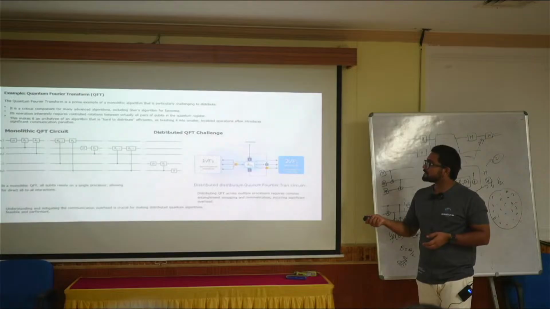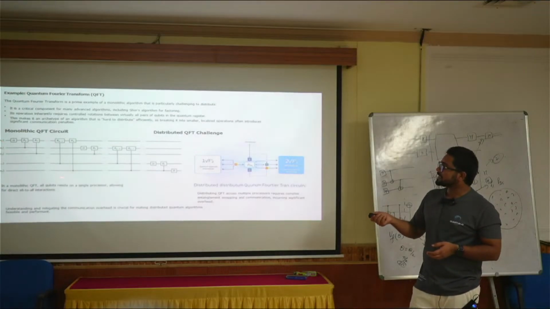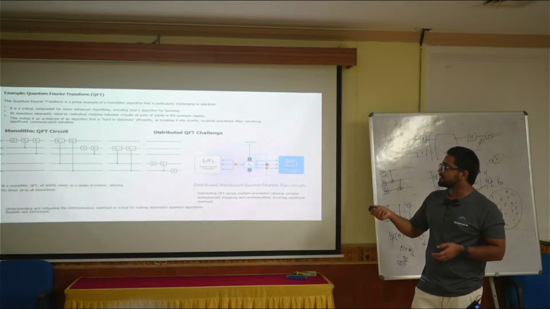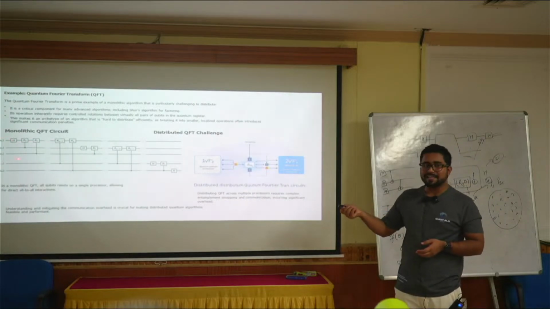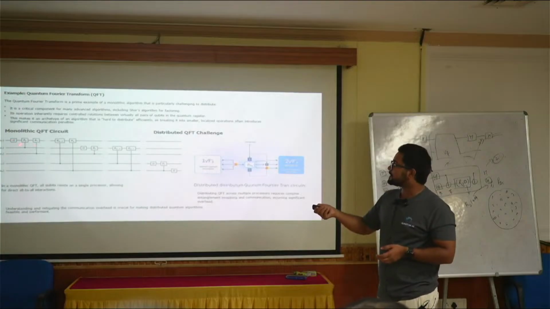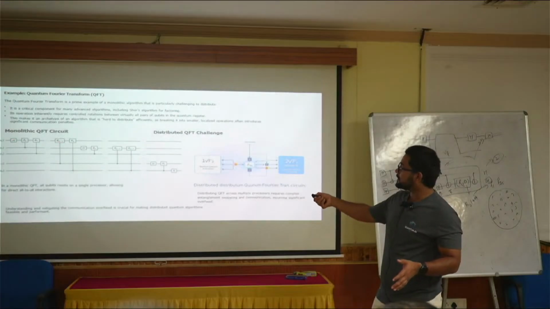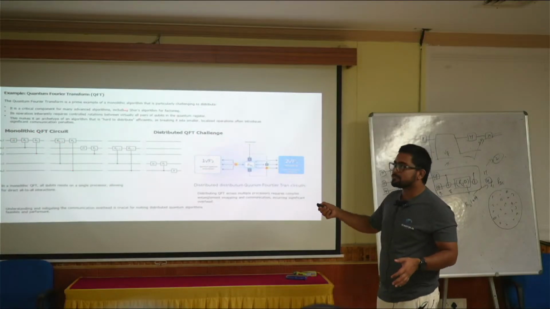So this is one example. This is a circuit of the quantum Fourier transform, and this is a monolithic design with n qubits. These are the operations: Hadamard and then rotations R1, R2, and similarly it is a huge circuit with multiple operations. This is a quantum Fourier transform.